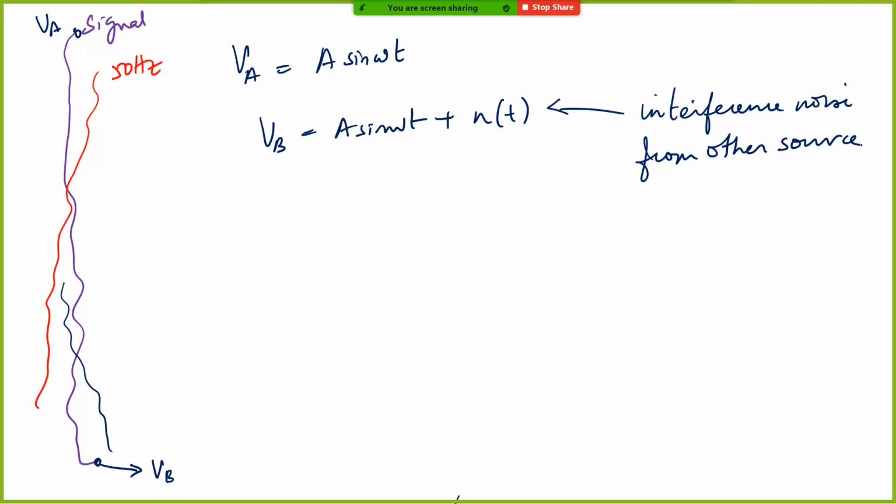Whatever it is, you basically have this interference, right? Now if you give this to any amplifier, both your interference n of t and your signal are getting amplified. So there is no way to basically clear out this interference, and many times you may not even know what the interference is that is coming in.